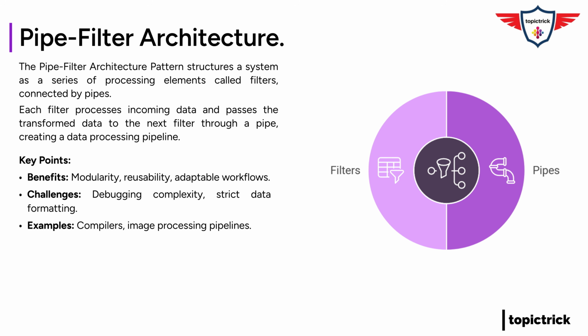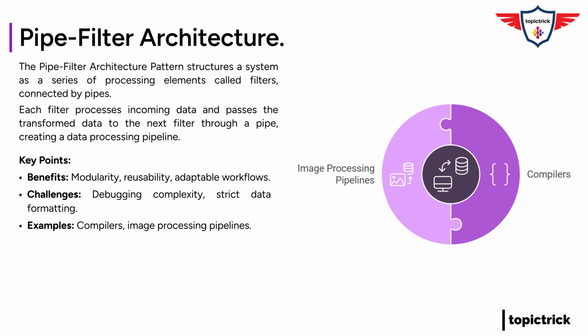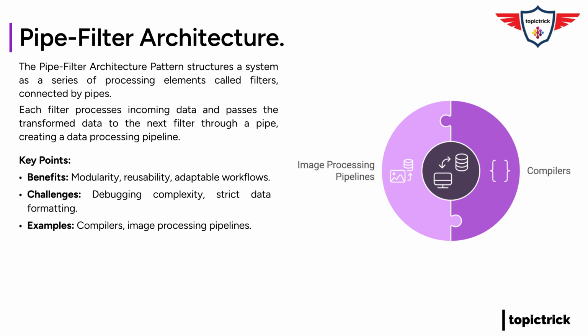Yeah. Where would we see this pipe filter architecture in real life? Compilers. They process source code through a series of filters, each one doing things like lexical analysis, parsing, and code generation, or even image processing, where filters are used to apply different effects to images like blurring, sharpening, color correction.